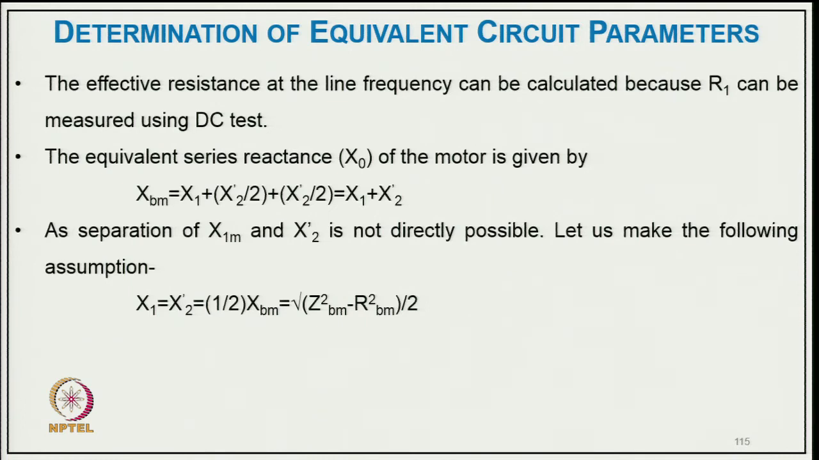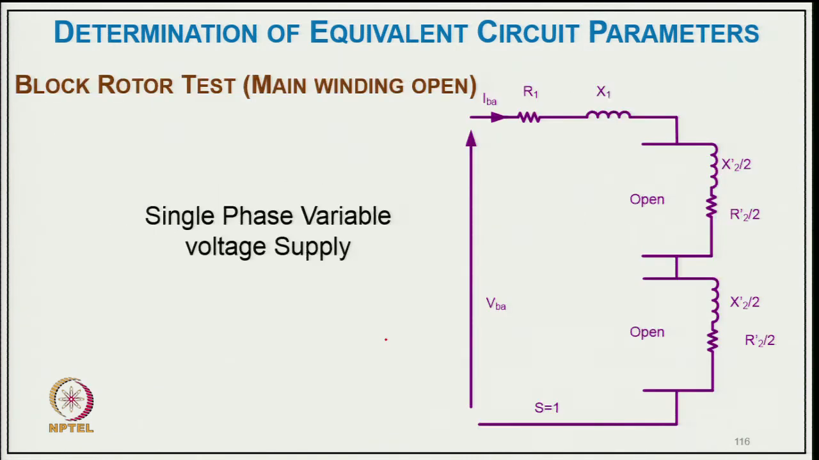The equivalent reactance of the motor will be XBM equal to X1 plus X2 dash, so separation of X1 and X2 is not directly possible. So, let us make X1 equal to X2 dash equal to half XBM, and that is half of the square root of ZBM square minus RBM square.